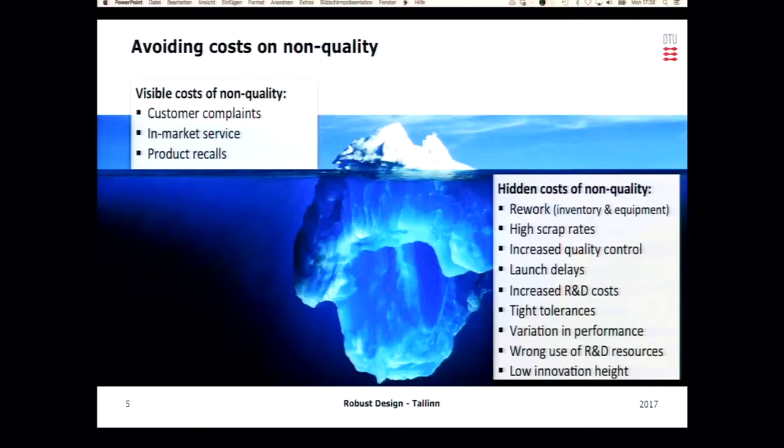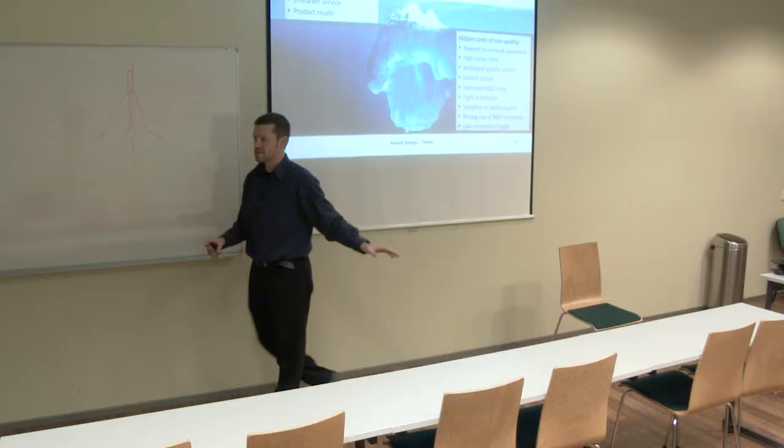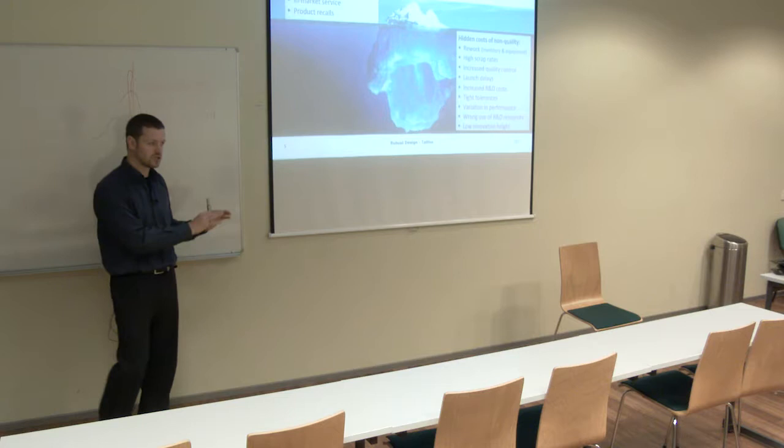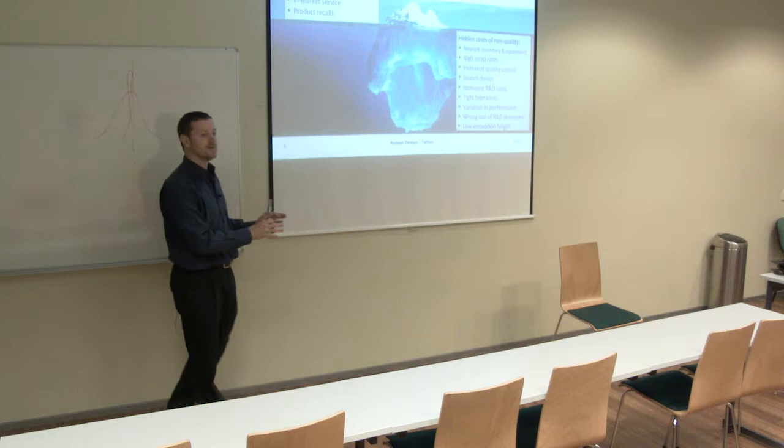We have launch delays. We have increased R&D costs, meaning sending it back to the R&D team to redimension and so on. We have tight tolerances on components, variation in the performance. So if we're building 1,000 or 1,000,000 of these, each one will perform or look slightly differently. We have wrong use of R&D resources and low innovation height. Low innovation height often comes because it was so hard to get it right in the last innovation project we had. Let's keep the majority of it the same. Let's not touch that sub-assembly. Keep it exactly the same because it was so difficult to ramp up. You don't have control of variation and robustness, you're scared to change anything.